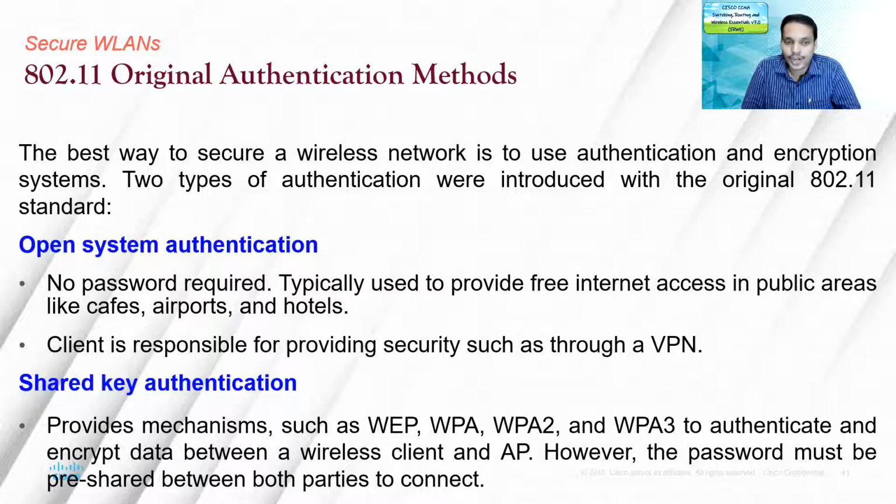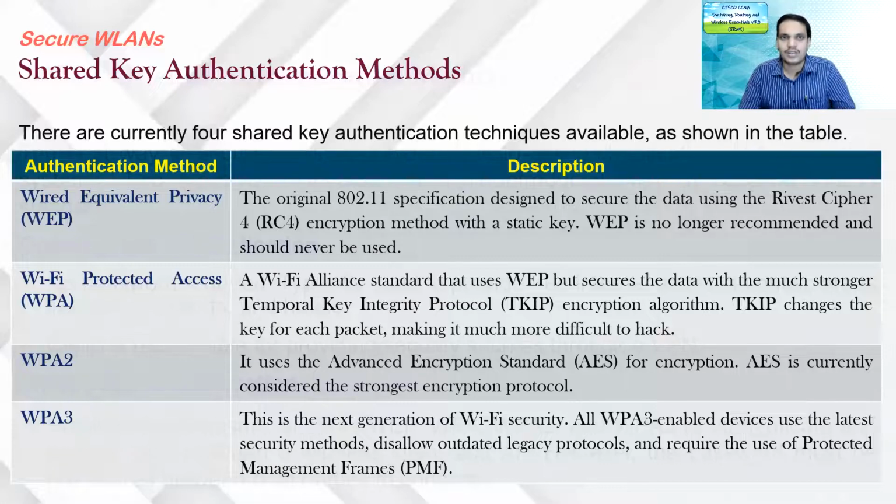The second one is shared key authentication. It provides mechanisms such as Wired Equivalent Privacy, WEP, Wi-Fi Protected Access, WPA, WPA2 and WPA3 to authenticate and encrypt data between a wireless client and access point. However, the password must be pre-shared between both parties to connect. So let us talk about these things. These are the different shared key authentication methods that we spoke about.